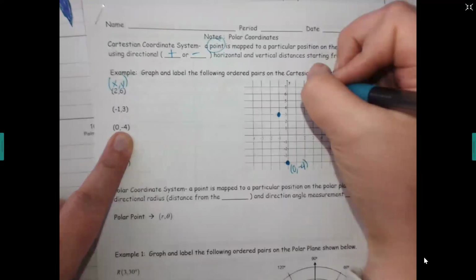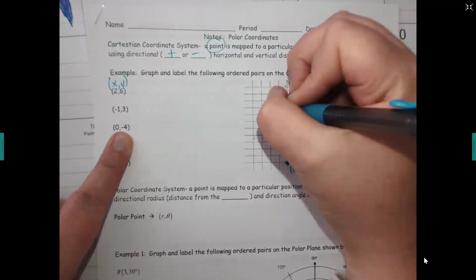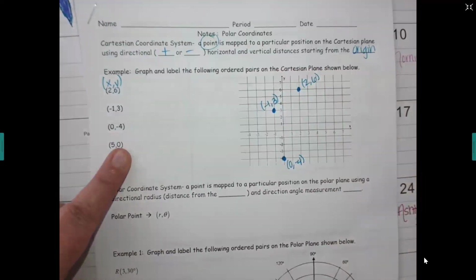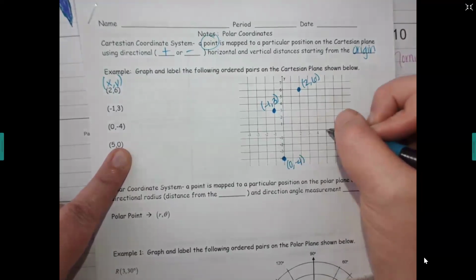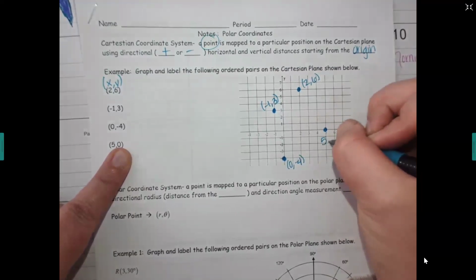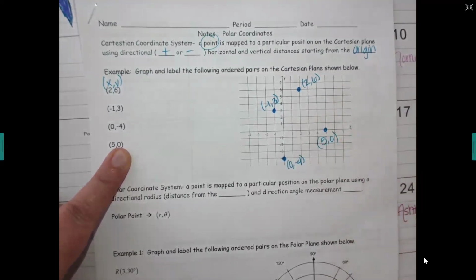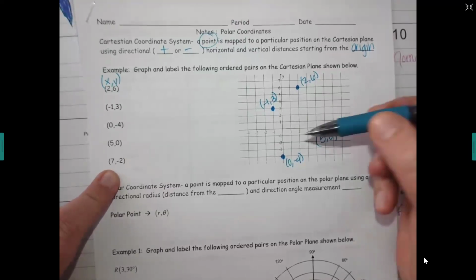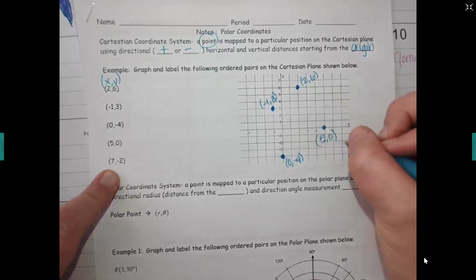Okay, this was 2, 6. This was -1, 3. Okay, next point is 5, 0. So I'd go to 5 on the X, 0 on the Y. That'd be 5, 0. And then one more point is 7, -2. So I'll go to 7 on the X, -2 on the Y, place my dot.